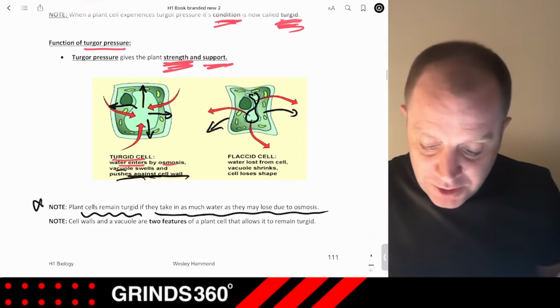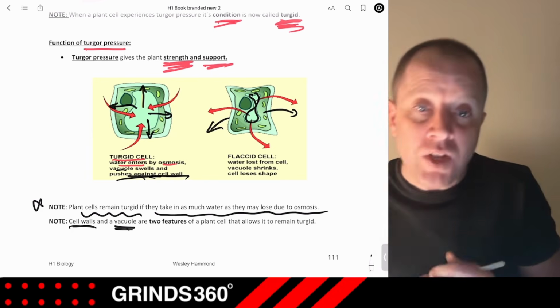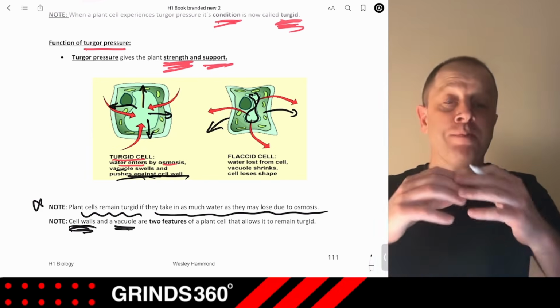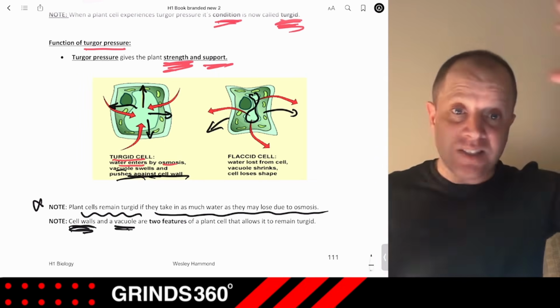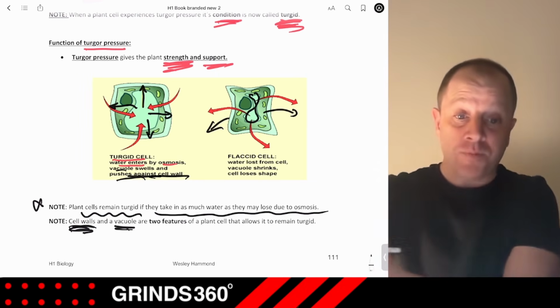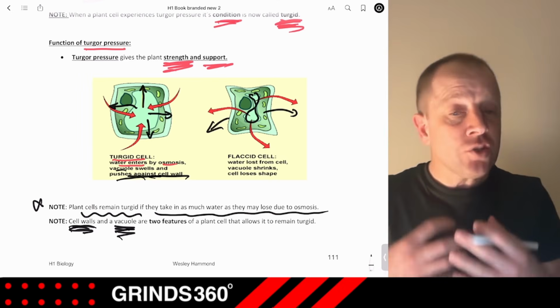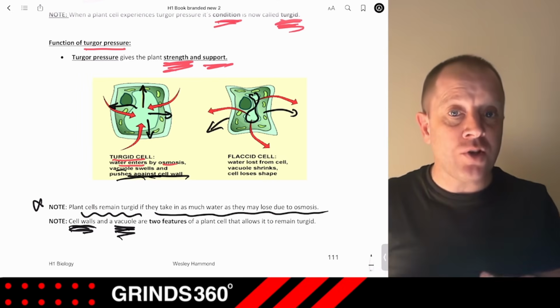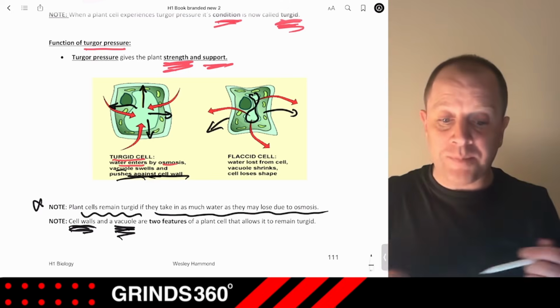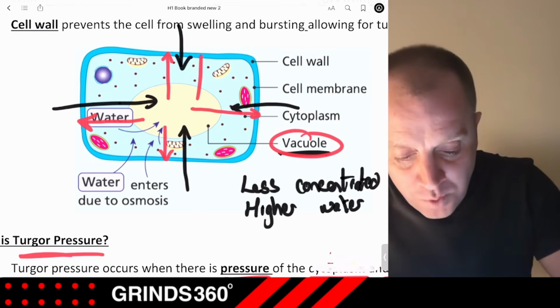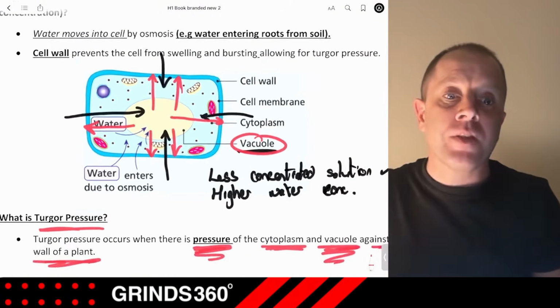Okay? Look at this here. What two features allow a plant cell to become turgid? The cell wall, because that means when that outward pressure exists, the cell wall prevents it from bursting. And what creates the outward pressure? It's the vacuole. All right? So that's why turgor pressure occurs. The cell wall prevents it from bursting, and the vacuole is the part that creates the outward pressure when it becomes swollen with water. Okay?